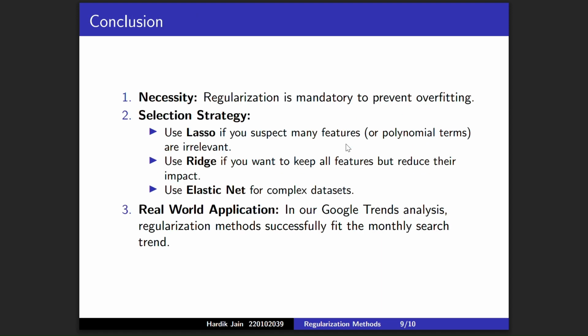So regularization is mandatory to prevent overfitting over other data points, and we use Lasso if we suspect many features. We use Ridge if we suspect only a few polynomial terms, let's say x cube, x power 7 specifically. And we use Elastic Net if the data set is complex and we wish to obtain both the pros of Lasso and Ridge. And we use the regularization technique over the Google Trends data.